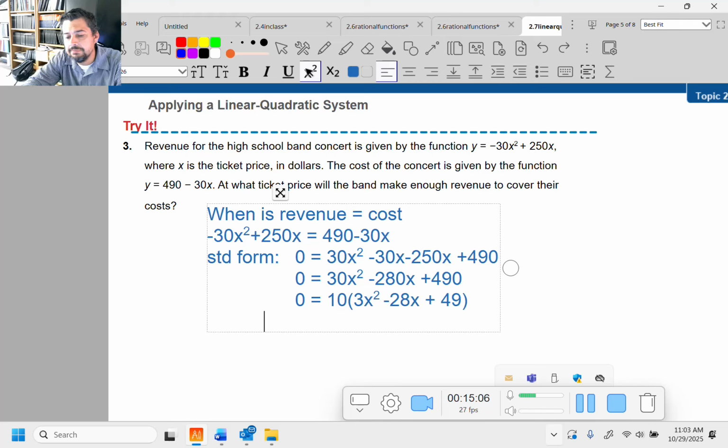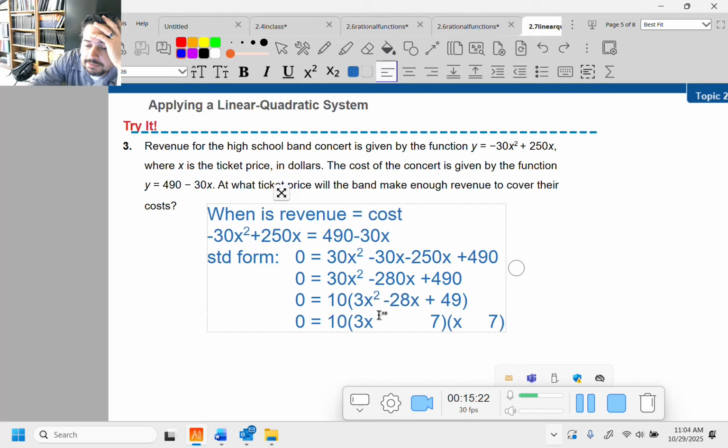It does factor. I know that you know that it takes a 3x and an x to create 3x squared. And factors of 49 are going to be 7 and 7, right? So now think about this. 7 times 3 is 21. 7 times 1 is 7. 21 and 7 makes 28. But I want a negative 28. Therefore, they're both negative. And that's okay, because guess what negative 7 times negative 7 is?